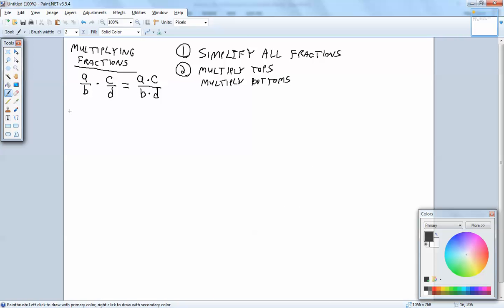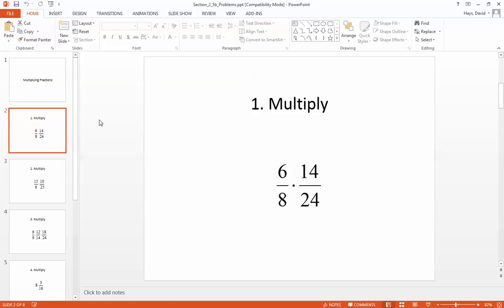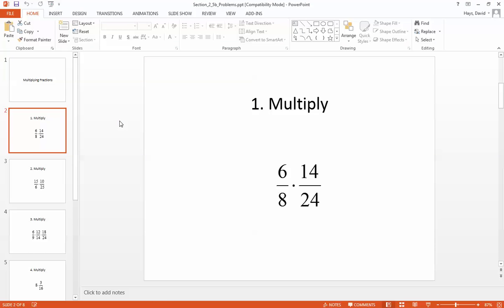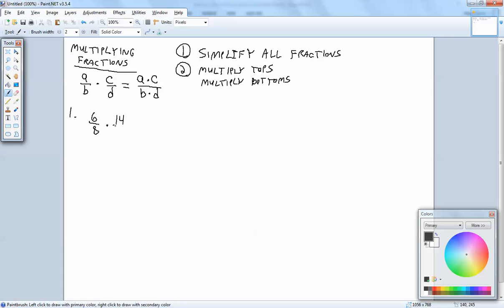Let's take a look at this problem. We got 6/8 times 14/24. And step 1. Our first step is, when you deal with numbers, look for a number on top, a number on the bottom. You can divide both of them by the same number. So here I got 6 and 24. They're both divisible by 6. 6 divided by 6 is 1. 24 divided by 6 is 4.